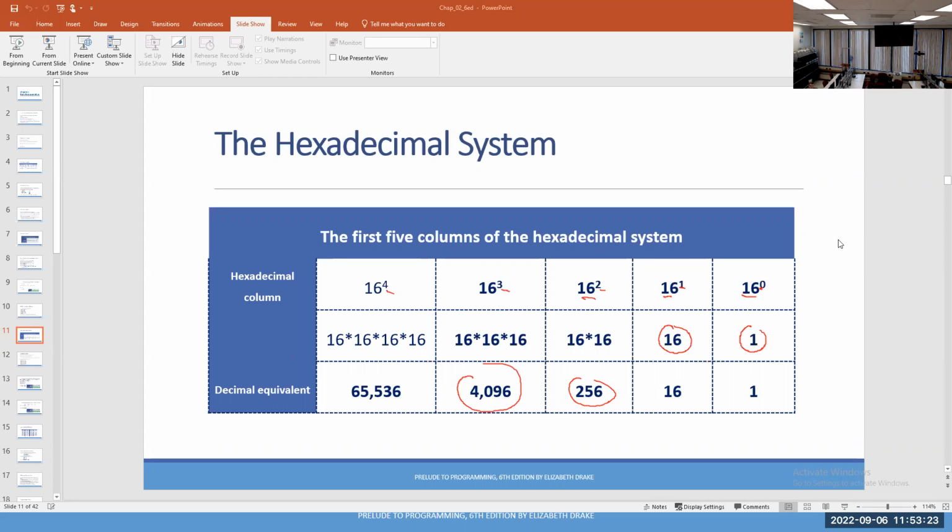Now, if you want to convert back to decimal, you follow the same approach. Think about this one here. If I want to convert A3 here to decimal, what do you think? What is the decimal value of A3? If I have a hexadecimal A3, what is the decimal value of this? What do you say?